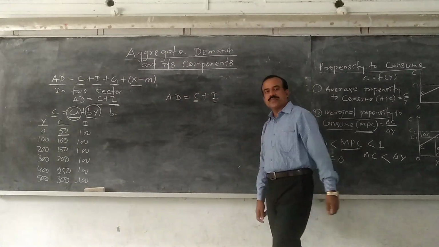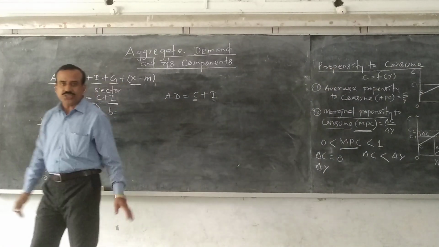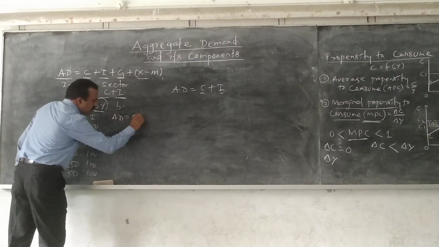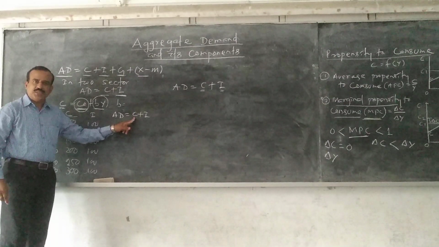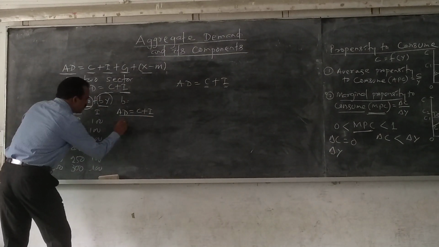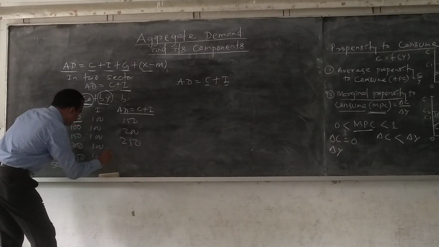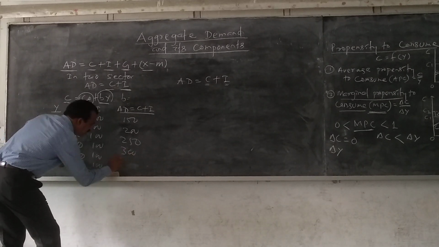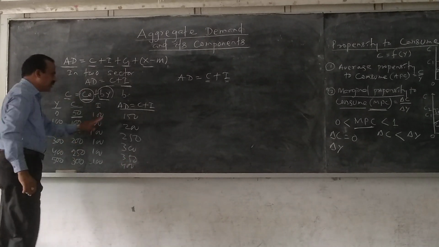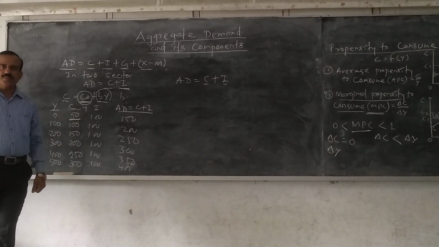Generally, autonomous investment is made by the government. Here it is remaining the same. You see the table. Now what is AD? AD is equal to C plus I: consumption expenditure plus investment expenditure. Now you combine. So this is 150, this is 200, this is 250, this is 300, this is 350, and this is 400. So this is aggregate demand, the sum of consumption expenditure plus investment expenditure.